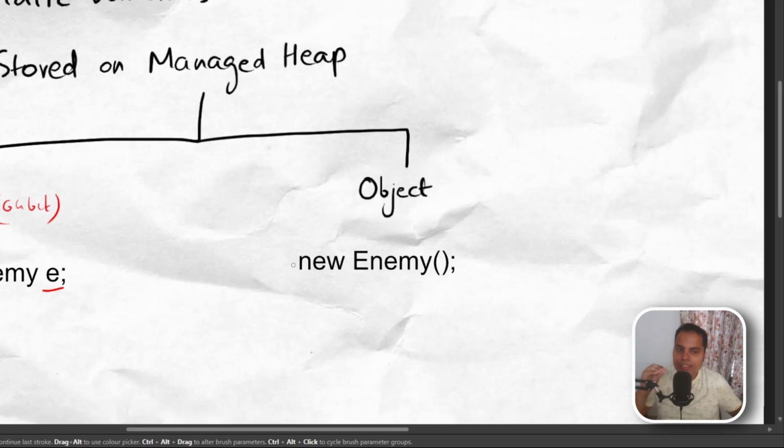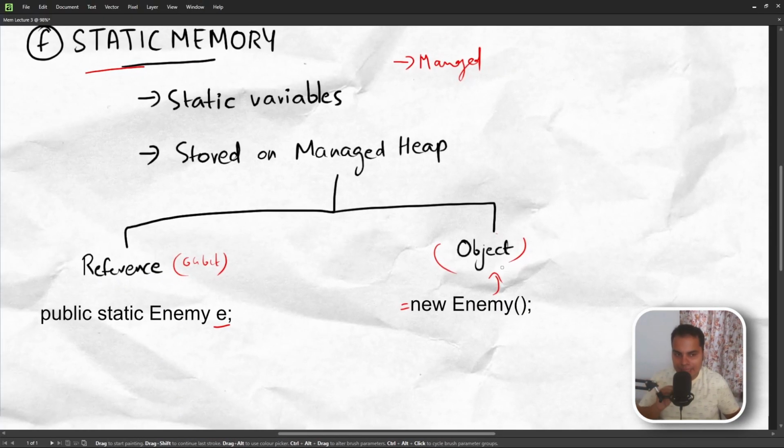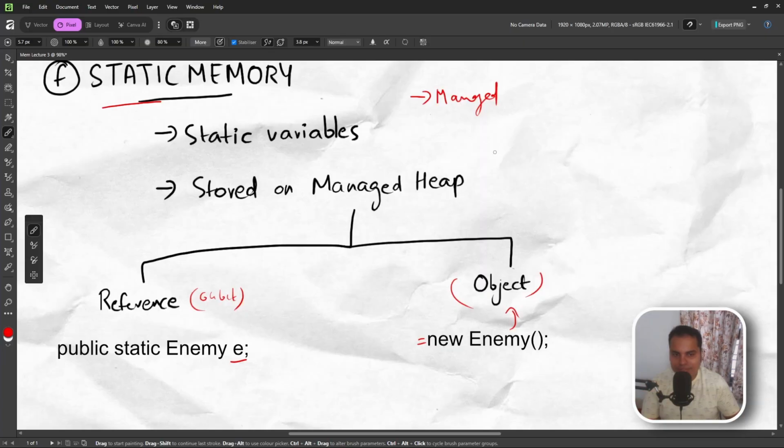When we say equals new Enemy, I forgot the equals. Whenever we write equals new Enemy or something like that, this is an instance of the class Enemy. Therefore, this is an object. Okay, both of them are stored on the managed heap, but both of them are separate things to talk about. Okay, why am I talking about these things? And why are they separate even though it's still in the managed heap, right?